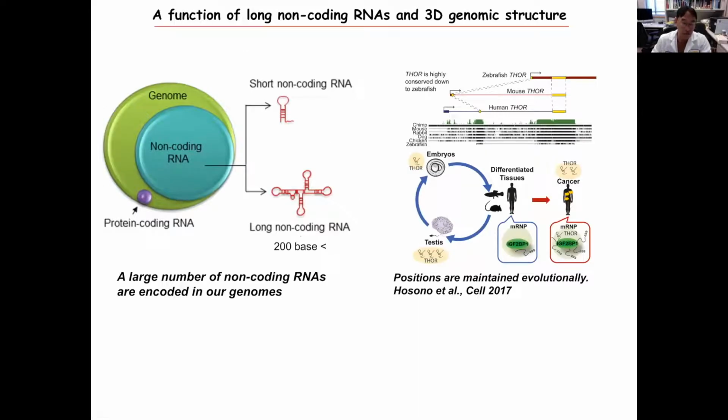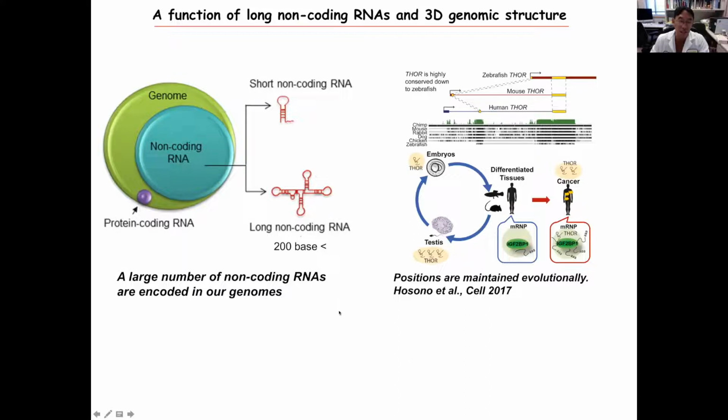A quick introduction to non-coding RNA: as you may know, our genome encodes tons of non-coding RNAs. Some are small, some are longer. The definition of long is more than 200 base pairs, and we call these long non-coding RNAs. A large number of non-coding RNAs are encoded in our genome. Previous studies also showed that the non-coding RNA sequence itself is not really conserved among species, but the position is conserved between species.